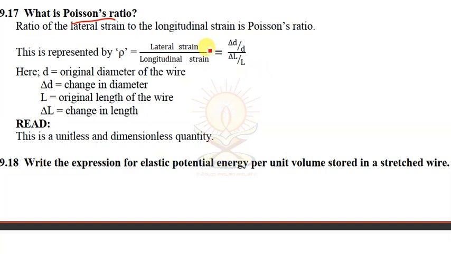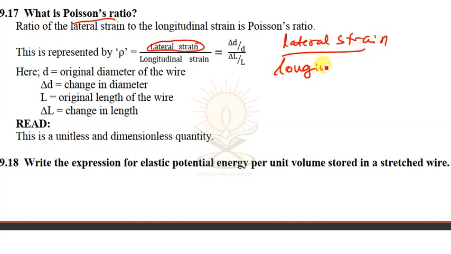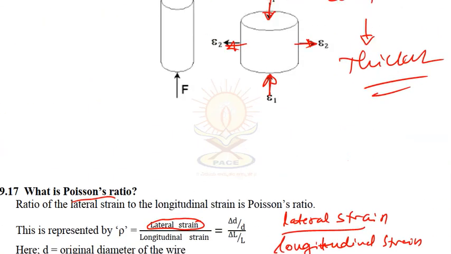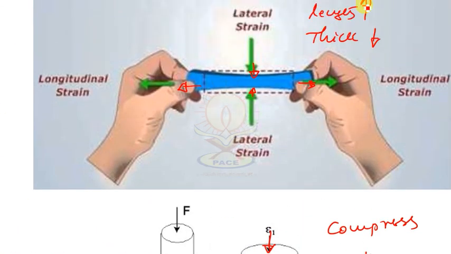It is the ratio of lateral strain, just observe, it is the ratio of lateral strain divided by longitudinal strain. So what is actually the lateral strain? Lateral strain is this one: change in the thickness. Change in the thickness is lateral. Okay, so this is lateral. It is already said, the lateral.